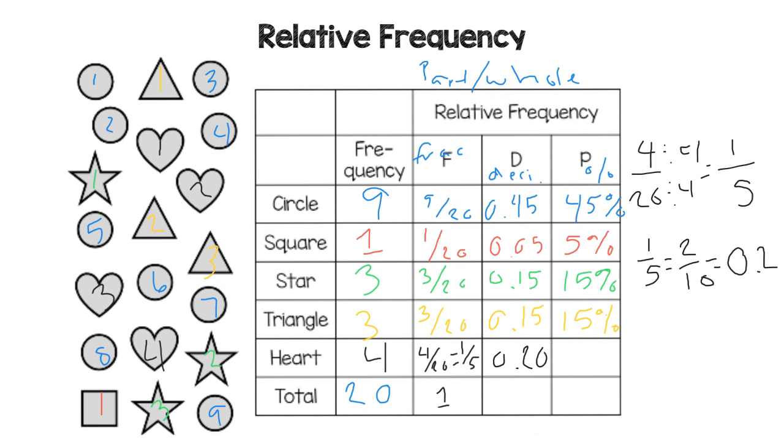Then we're going to take our decimal and move it 2 places to the right, and we get 20%. Okay, now for the total at the bottom, if you add up all of these decimals, it should be equal to 1.0. And if you add up all of these percents, it should be equal to the whole thing, and the whole thing would mean that it's 100%. So now we've created our frequency table that we're going to use to make our percent bar graph.